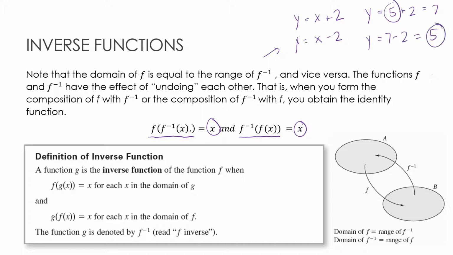So notice nothing essentially happened. I did something and then I undid it. That's what it means when we have an inverse of a function: we can compose them and end up back where we started.